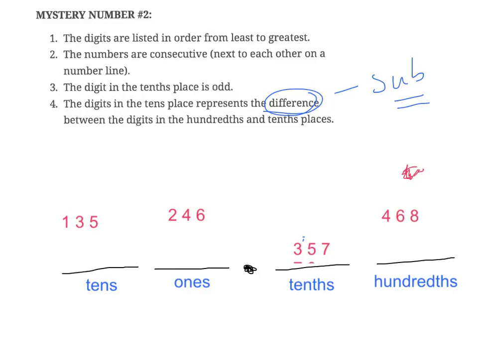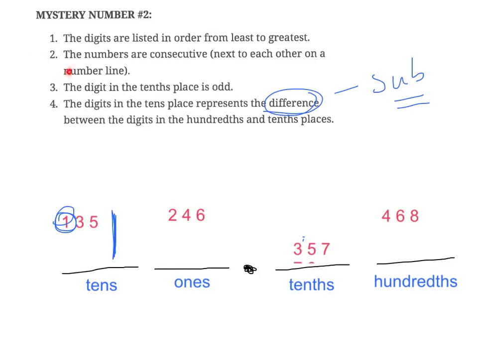So when I look at these numbers here, if this one's 3, this one has to be 4. If this one's 5, this one has to be 6. And if this one's 7, this one has to be 8, because the numbers are consecutive. And the difference between 3 and 4, or between 5 and 6, or between 7 and 8 is all 1. So I know that the digit in the tens place is going to be 1.